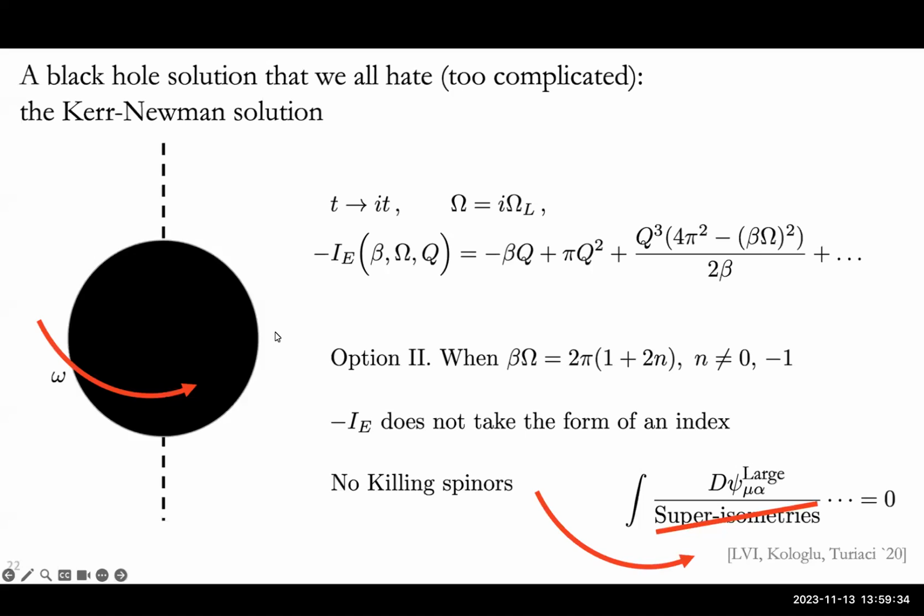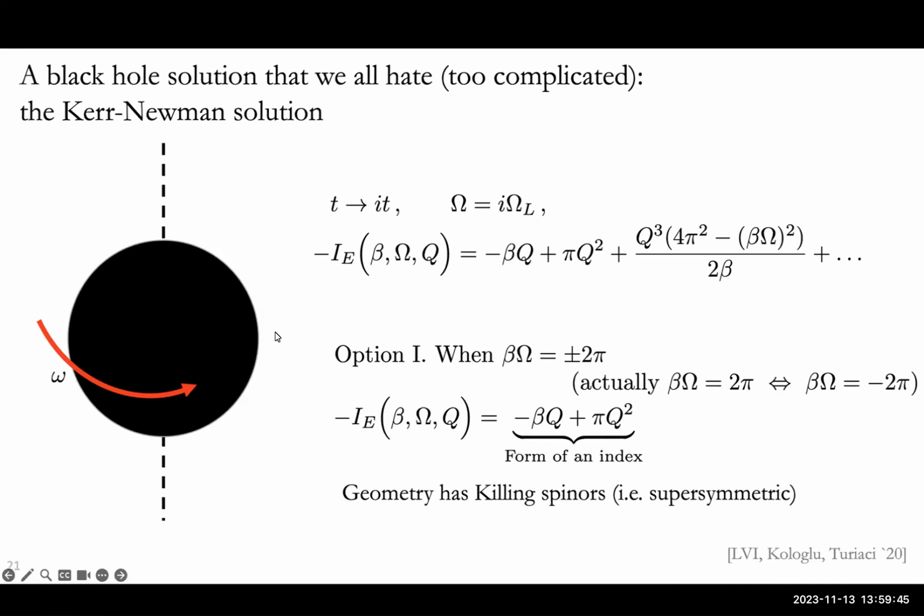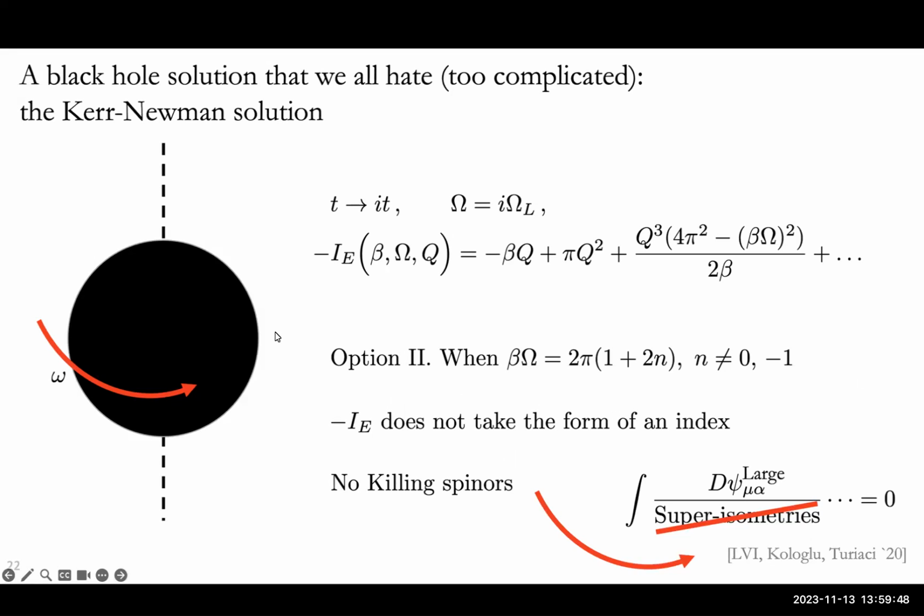Now, option number 2 is that you could take beta omega to be 2 pi times (1 plus 2n), where n is different than 0 or minus 1. 0 and minus 1 gave you the values plus or minus 2 pi. You can see directly from this expression that the action you get does not take the form of an index. If you plug in beta omega equal to 2 pi (1 plus 2n) in here, you'll get terms that go like 1 over beta and higher powers of beta. And the geometry has no killing spinors.